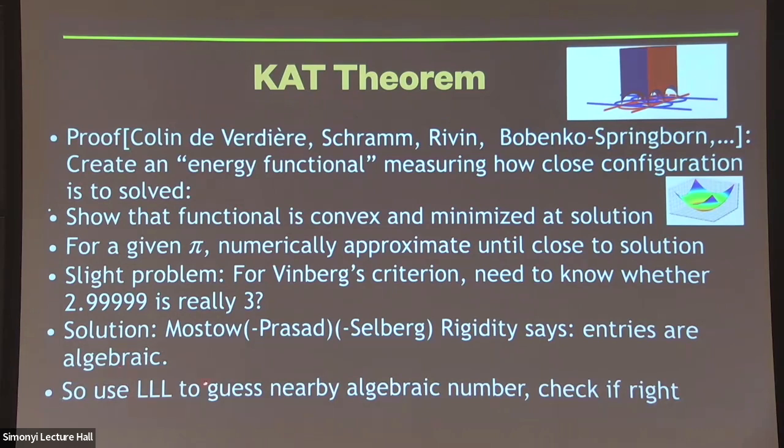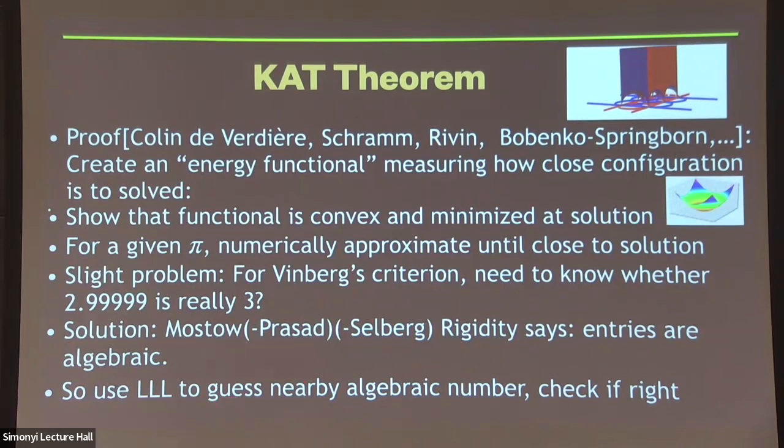And given that they're all algebraic, you use, this is not an LLM, this is an LLL, the algorithm that guesses a nearby algebraic number. And then you can go back and rigorously verify that that guess has exactly the orthogonality and tangency properties. What's the LLL? This is the Lenstra-Lenstra-Lovász algorithm that computes short vectors in lattices.